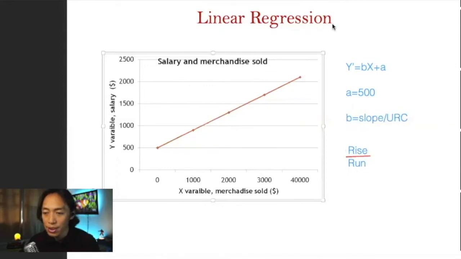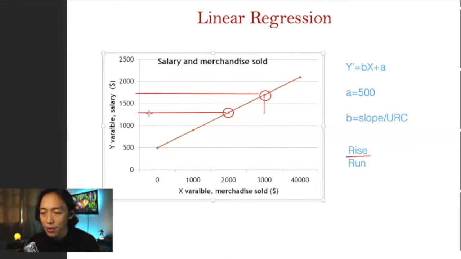So what we do is we identify any two points that we have in our observations. Let's say, for example, this point and this point. Both of these points have values for Y, which is salary, and values for X, which is merchandise sold. We have it for this point and for this point. So the rise that is being referred to here is from here to here, the distance between this and that.